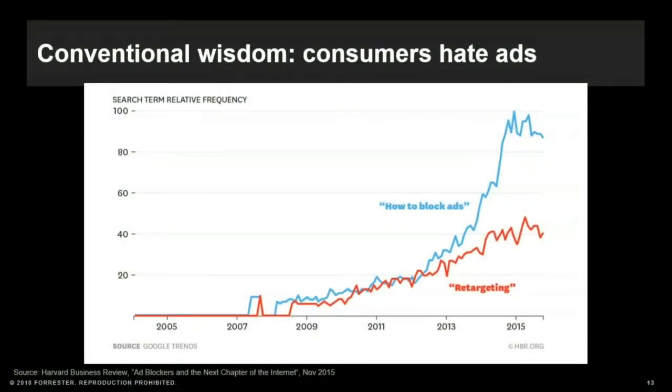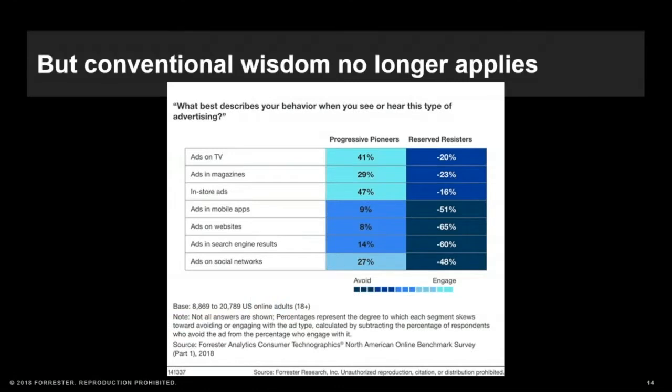This is a chart that says that whenever people search for the term retargeting, the implementation of, they also search for how to block ads. Now, if you think of your traditional way of looking at your customer base, you might assume that the reserve resistors would be the customer base that would most frequently be blocking ads, because reserve resistors are just sort of cranky, right? But that's not nearly the case.